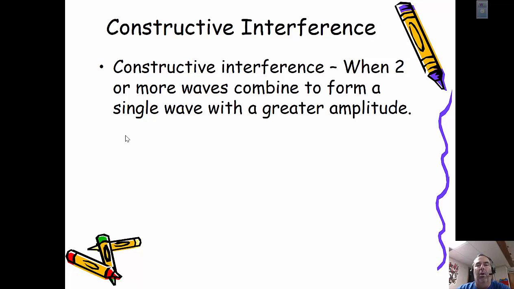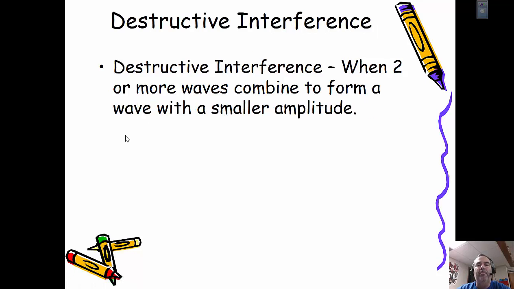If we can build things up, we can also tear things down. Destructive interference. Two or more waves combine to form a smaller amplitude. So this is going to be a crest meeting a trough. And if we want to get something smaller, we end up subtracting. So let's say we have a 3-meter crest and a 2-meter trough. The resultant, 3 minus 2, because the crest was bigger, is going to be a 1-meter crest.